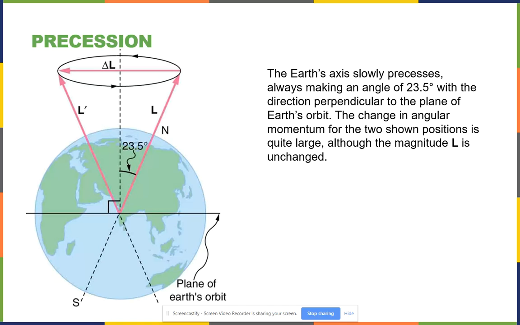Something that no one thinks about is the Earth's precession. And you might say, what in the world is precession, right? Who's heard of the word precession? Not many people.